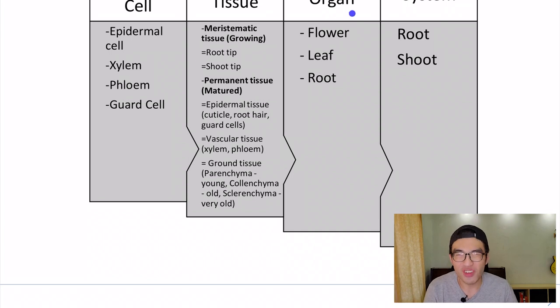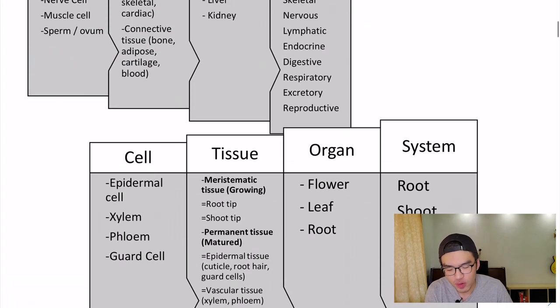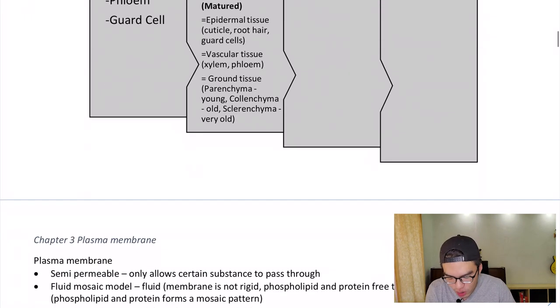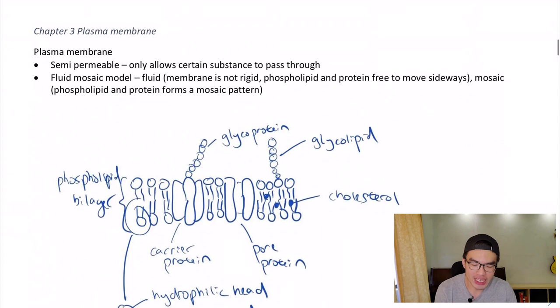Moving on, organ, very simple. You only have flower, leaf, roots, and of course, system, you only have the root and the shoot system. Really, really simple stuff. Okay, again, like your human, focus more on the tissue part. Moving on, let's go into chapter 3, which is your plasma membrane.